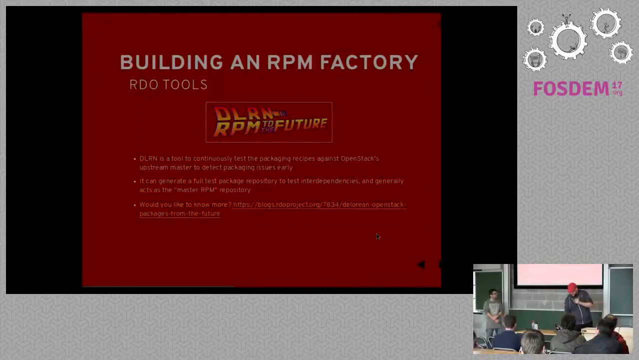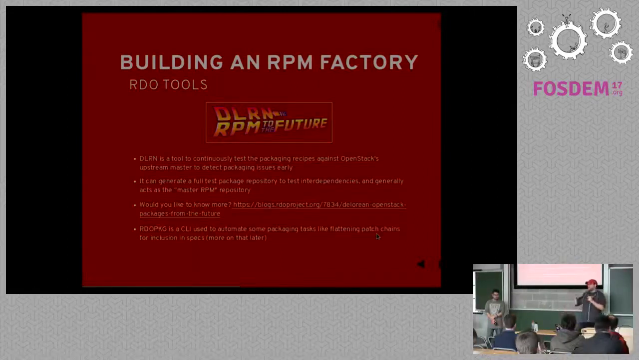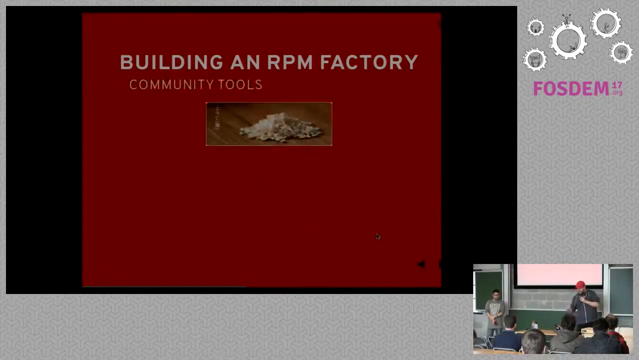It also acts as a master RPM repository because it uses the latest source code from upstream. And if you want to know more, there's an article linked on the presentation. We're also going to use a CLI, a command line interface called RDO PKG, which will help with basic tasks needed for a maintainer, especially flattening patch chains that have to be included in the spec file. We'll talk about that more when Heikel talks about the use cases.